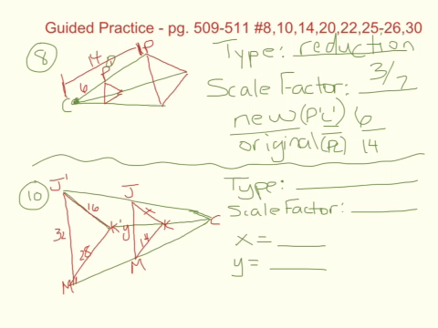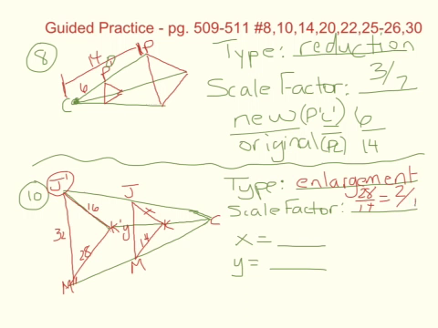Okay, on number 10, we're also supposed to identify the type. So on this one, because my new figure, which is indicated by J prime, is bigger than my original figure, this is an enlargement. So the original figure got larger. So for my scale factor, I want to put one of my new numbers over my original, and the corresponding one that I know is K prime M prime. It corresponds to KM. So I'm just going to put 28 over 14 and reduce that. So my scale factor is 2 over 1.